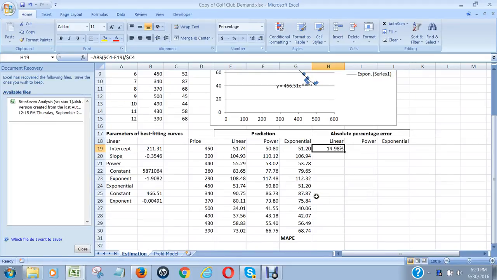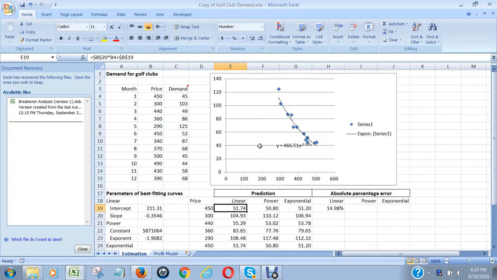Okay, this part picks up where I left off in the previous video, where we have what the estimated demand figures are based on these prices and these formulas over here. Now what we want to do is compare each one of these estimated demand figures with what actually happened. So at a price of 450, we predicted 51.74 in the linear model when the actual demand was 45. With the power model, we predicted 50.8 when the actual demand was 45, and with the exponential, we predicted 51.2 when the actual demand was 45.